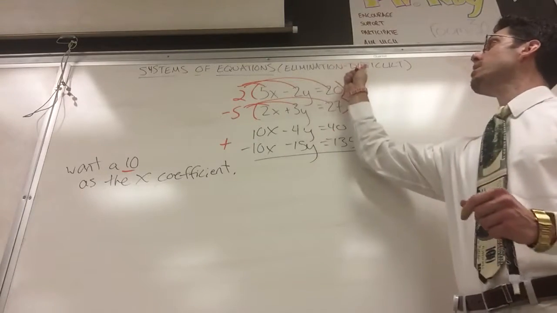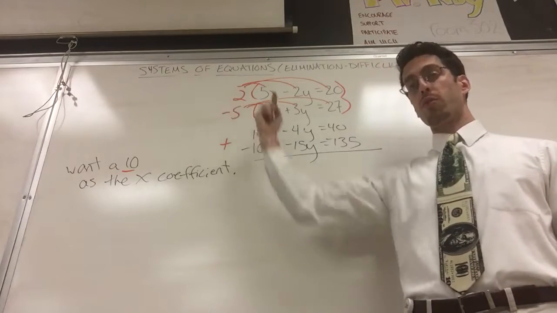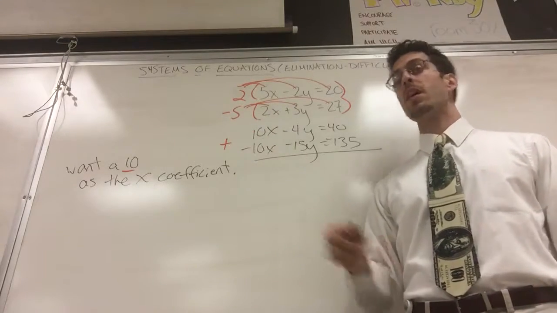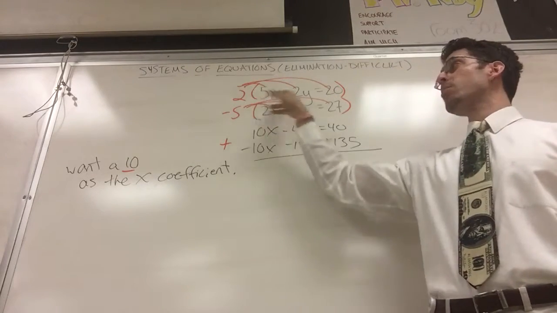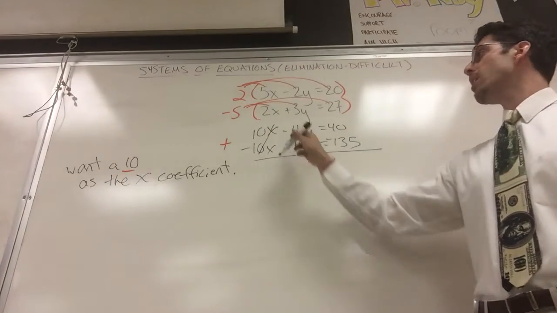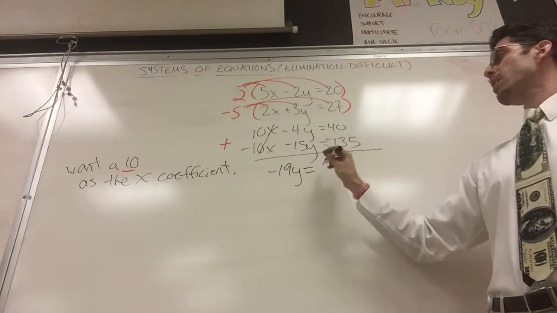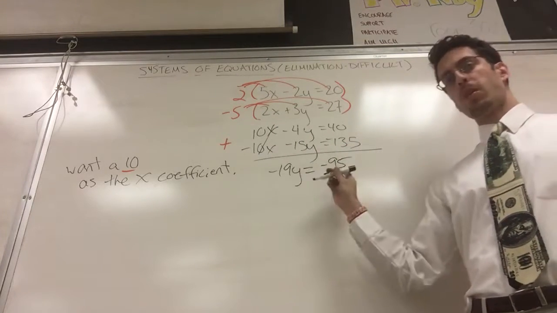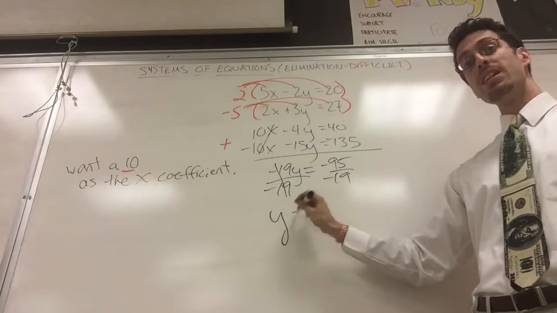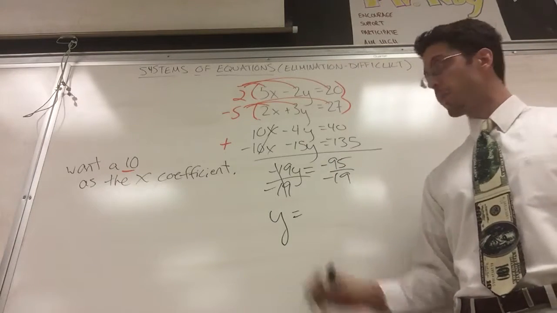So what makes this difficult is you got to do a whole entire step before you can even start. And that whole entire step is figuring out what the LCM is, creating it, and distributing to all terms. Now, goodbye, that was easy finally. -4 plus -15 is -19y equals -95. Check my work. Divide by -19, divide by -19, negative divided by negative is positive, and 95 divided by 19 is 5. Check my work.